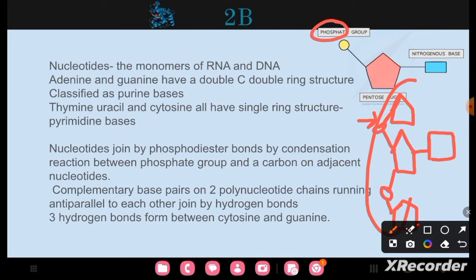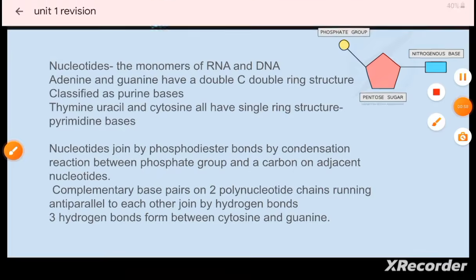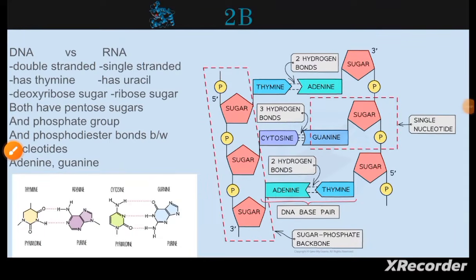This is the sugar backbone. And then we have hydrogen bonds between the bases. So here we have those bases. And then on the other side, we'll have another polynucleotide chain. Here I'm showing you the structure.